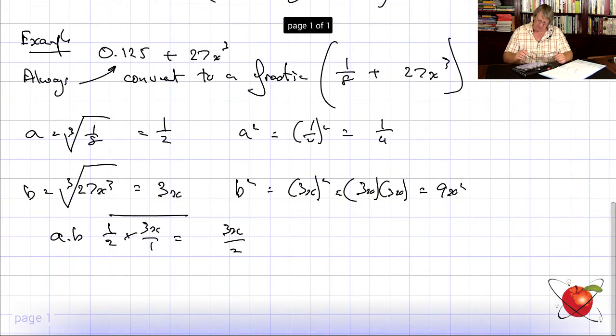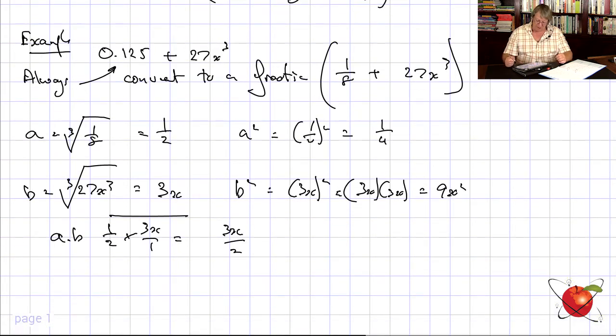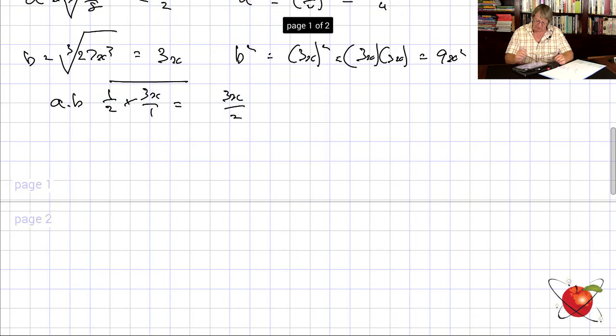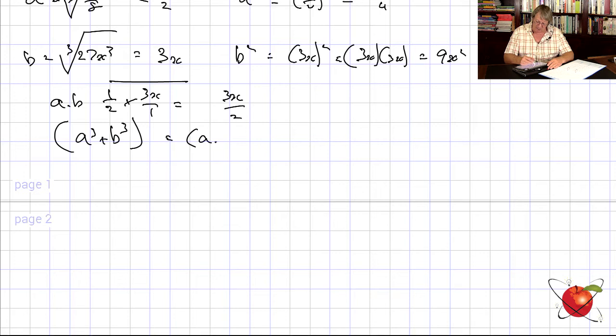All right? So where are we now? Okay. Just create another page. And let's just go back up. Right, there we are. So we can see we've got that. Now, I always prefer to say that it was an a cubed plus b cubed, the sum of two cubes, which is going to be a plus b, a squared minus ab plus b squared, and we just substitute in.